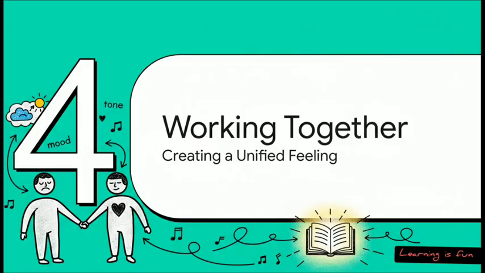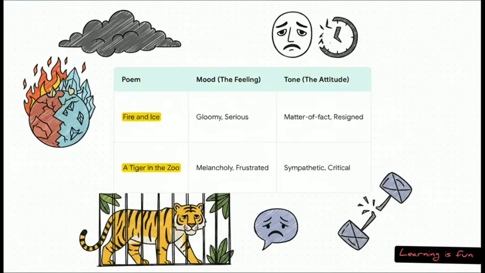Okay, so a lot of the time, mood and tone are best buddies. They work together in perfect harmony. The author's attitude totally matches the atmosphere they're creating. And when that happens, you get this really powerful, unified emotional experience. For example, let's look at Robert Frost's Fire and Ice. The topic is the end of the world, which creates a pretty gloomy, serious mood. And the author's tone? It matches perfectly. It's very matter-of-fact, almost resigned.